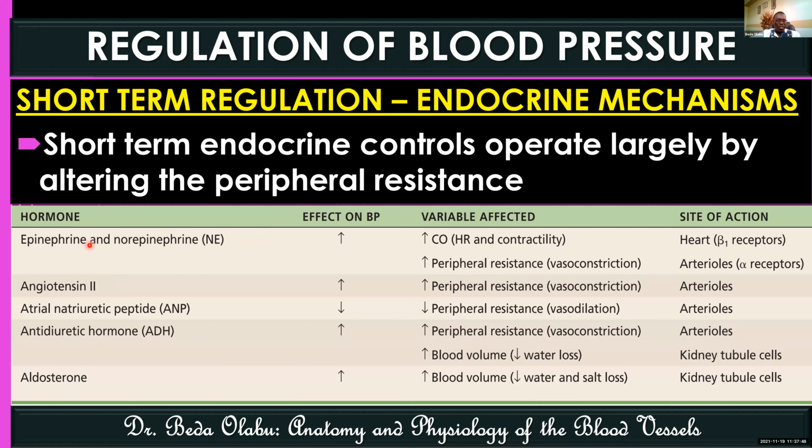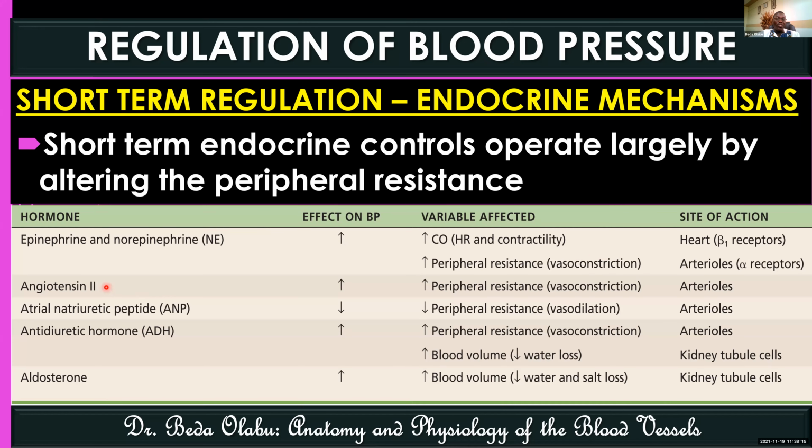The catecholamines, we can start with those ones. We know that they increase cardiac output, but how? Sorry, they increase blood pressure, but how? They increase cardiac output by increasing heart rate and contractility. We also know that they increase blood pressure by increasing resistance because they cause vasoconstriction.